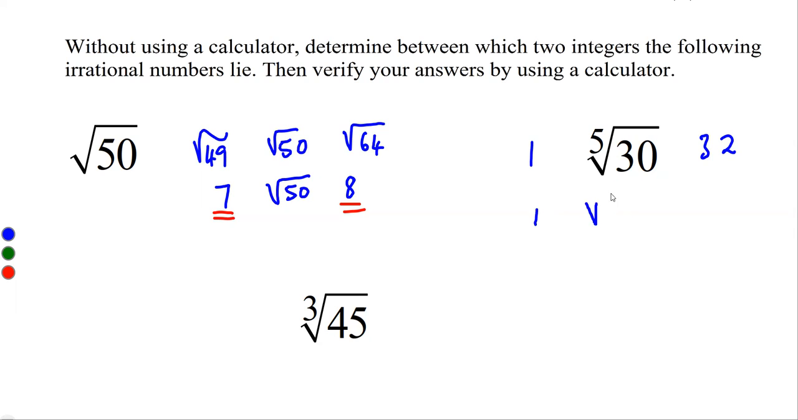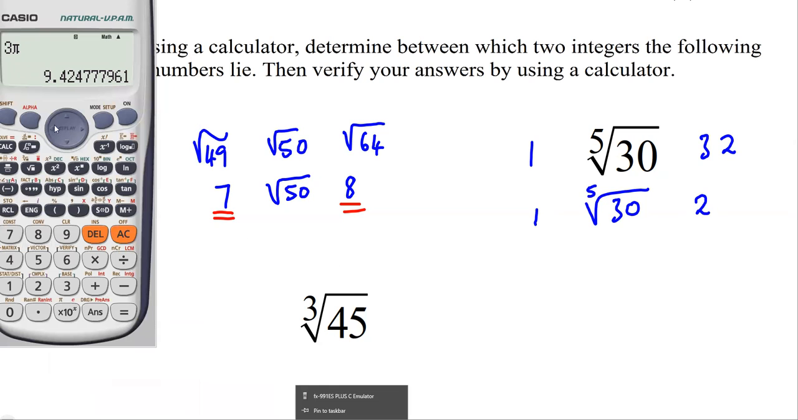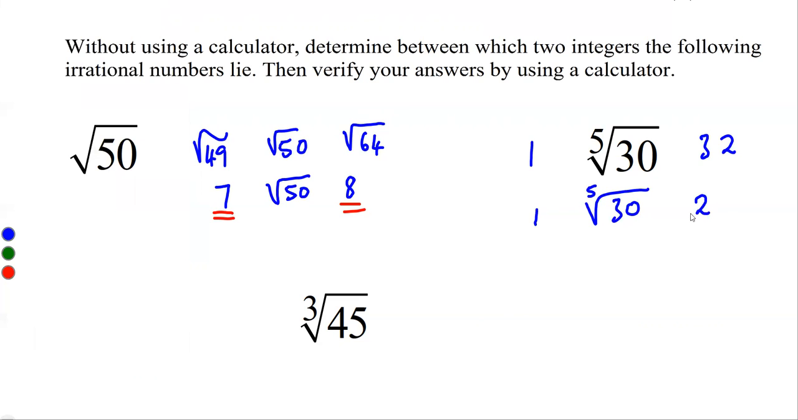Then here you've got fifth root of 30. Then you have got what here? 2. So if you are to punch in your calculator here, 2 to the power of 5, you get 32. So 32 is close to 30, and is the one that can give us what is close to that.